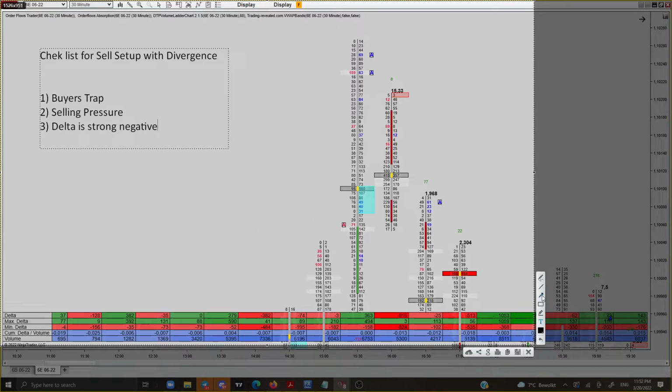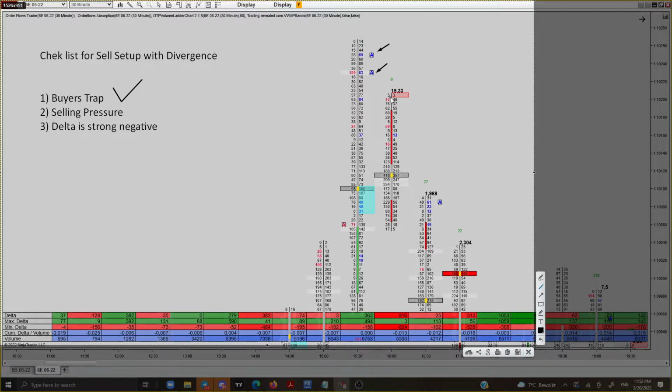Now let's check what we have. We have these buyers getting trapped. See, 69, 63, these are blue absorptions. So that means these buyers are trapped here on the top of the wick. Buyers are trapped. First checklist done.